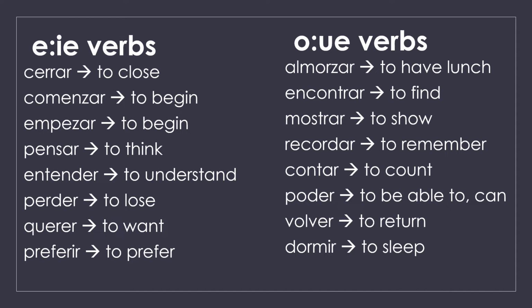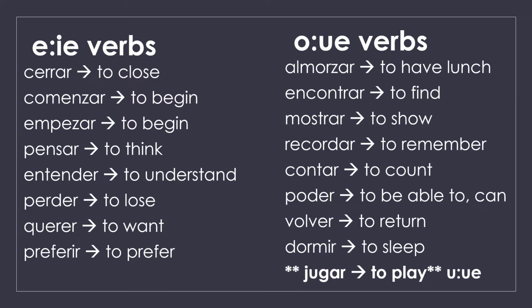So for comenzar, it would be this E. For empezar, it would be this E in the middle with the P. Pensar would be this E. Entender would be the ten, which is the second to last. Perder would be this first one. Querer would be this first one. For preferir, it would be the second to last. So it would be this one, okay, second to last syllable. Almorzar would be this O. Encontrar would be this O. Mostrar, this O. So if you notice, it's always the second to last syllable that is going to have that stem change.